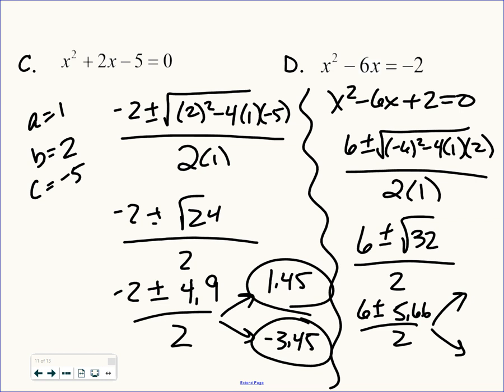6 plus 5.66 and divide it by 2, you get 5.83. And 6 minus 5.66 and divide it by 2, you're going to get 0.17.